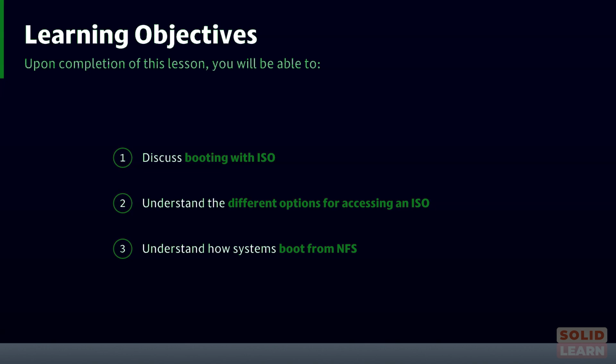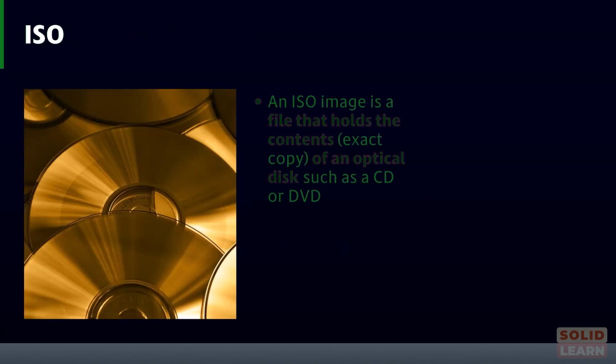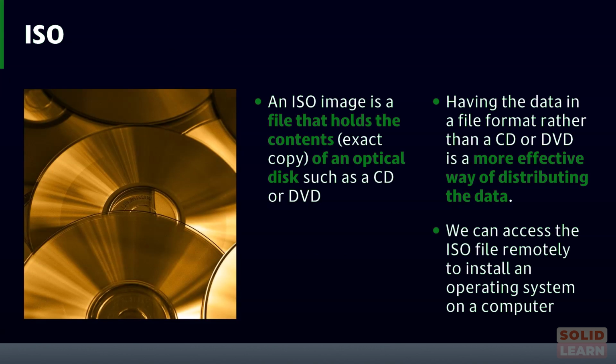So upon completion of the lesson, you will be able to discuss booting from ISOs. You're going to understand different options for accessing that ISO and also understand how systems can boot from NFS. So an ISO image is an image that holds the contents of a disk. Having that data in a file format rather than a physical CD or DVD is a much more effective method of distributing data. So we may have files that are 9.9 gigs in size. Good luck trying to fit that on a CD or DVD, right? But in the ISO format, we can download that and use that to perform operations on our system.